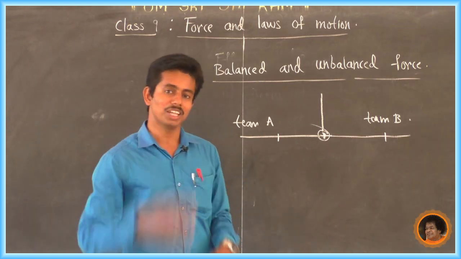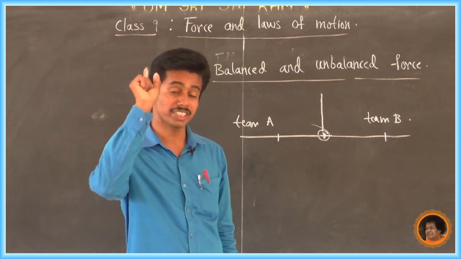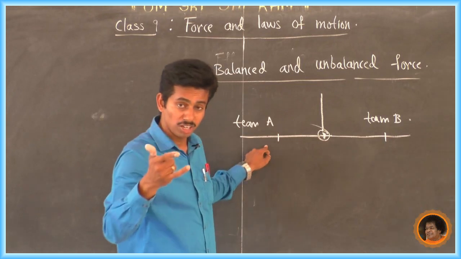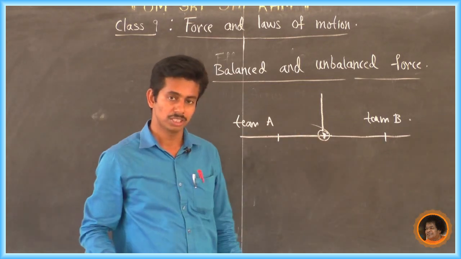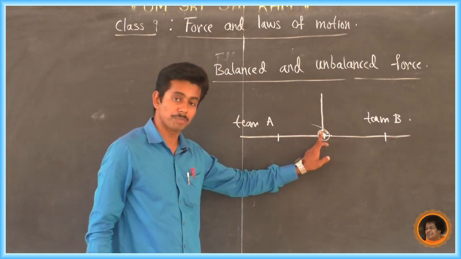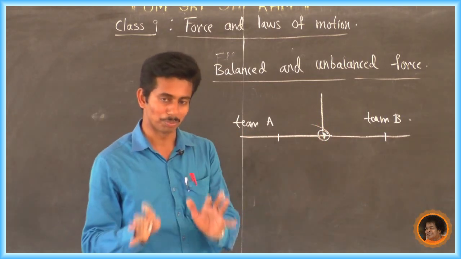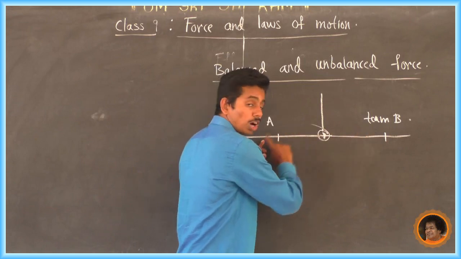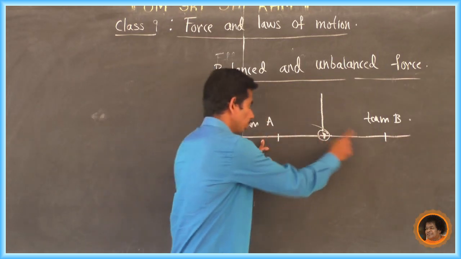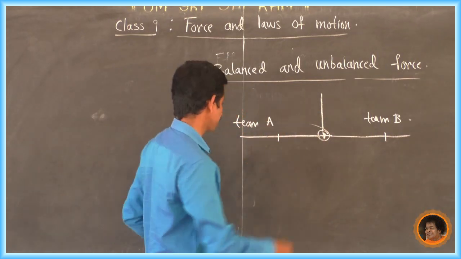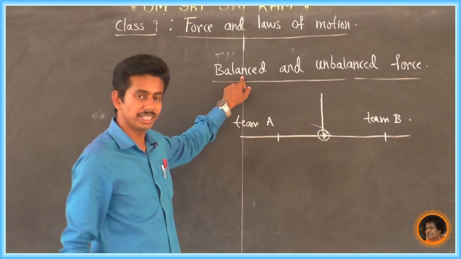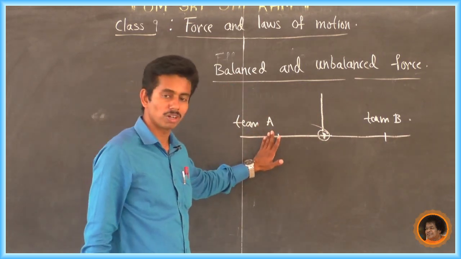Now tell me, what do you mean by balanced force? If two or more forces act on an object, here two forces act on an object, and keep the object in equilibrium position, it is a balanced force. Very simple. What is balanced force? If two or more forces acting on the same object, be careful, keep the object in equilibrium position, then it is a balanced force. This is an example of balanced force.